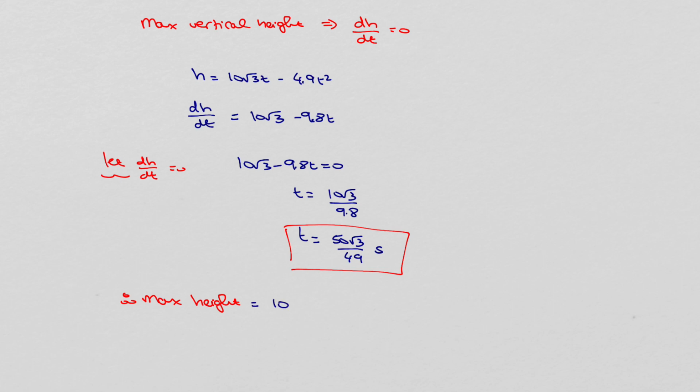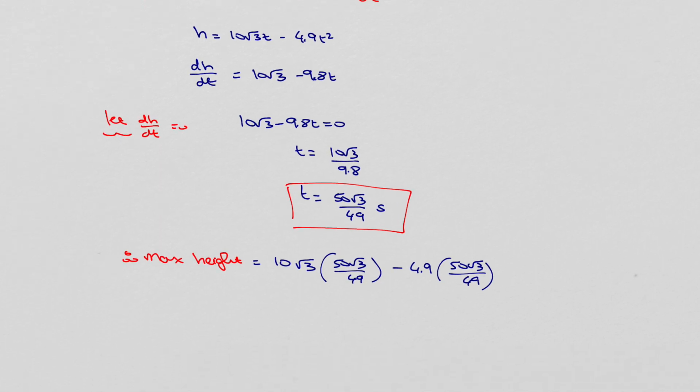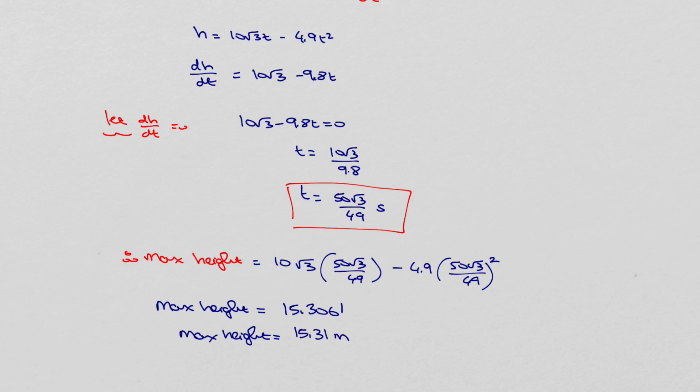So our maximum height is going to be 10 root 3 times the time minus 4.9 times t squared. And I'm keeping it in terms of thirds until the very end because we need to find the answer correct to 2 decimal places. So it's easier to simplify at the end. Okay, and that obviously is t squared there at the end. And then that gives us 15.3061. And of course, correct to 2 decimal places gives us a maximum height then of 15.31 meters.